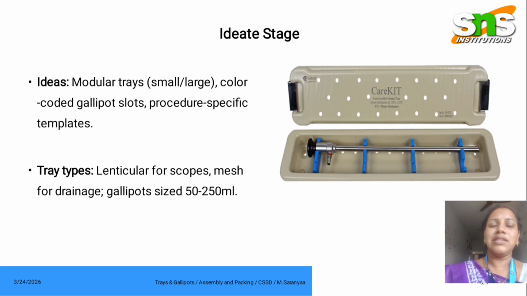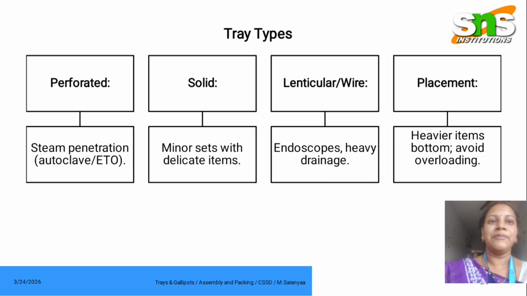What could be the ideal step for proper specific procedural templates is, you want to create a template where you are able to know what surgical instruments are present there, and also you want to know the size of the trolleys so that you can assemble the equipment accordingly. And you want to see what type of tray we are using, like lenticular for forceps, mesh for drainage, and gallipot size for 50 to 250 ml. According to the surgical needs, we have to assemble it.